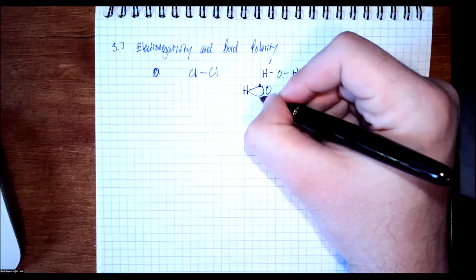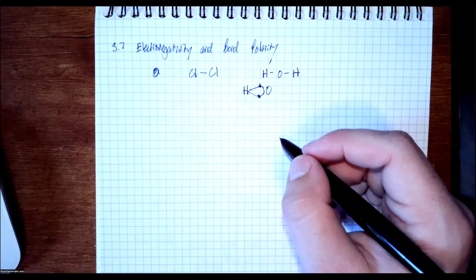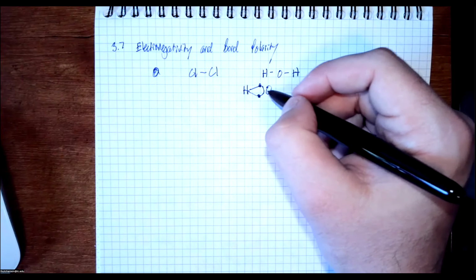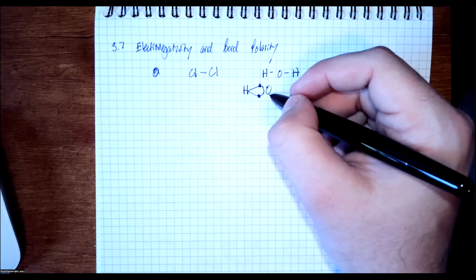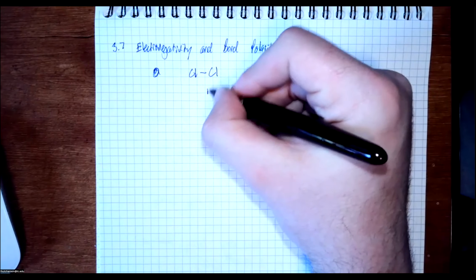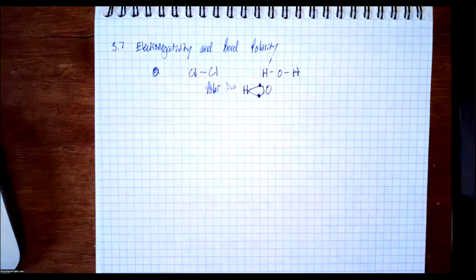And so if we look at this bond, on average, these electrons are spending more time by this oxygen than they are by this hydrogen. This gives us something that we call a polar bond. All right, a polar bond.